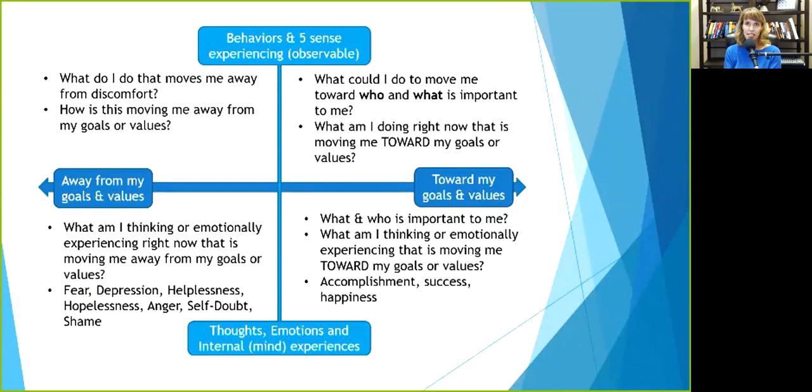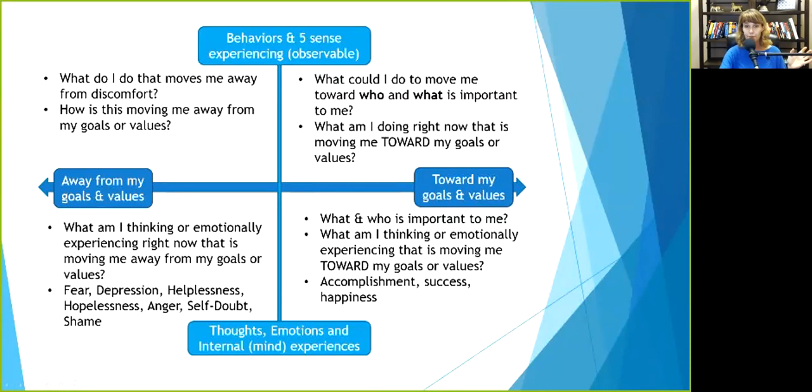Now, this activity divides this into four quadrants. So when you're looking towards the left side, you're moving away from your goals and values. So what do I do that moves me away from discomfort? And how is this moving me away from my goals or values? A lot of times clients will come in and they'll say, when I'm really stressed out, I have a few drinks. Okay, that's what you do. And we're not judging, we're just writing it down. So we have a few drinks up here.